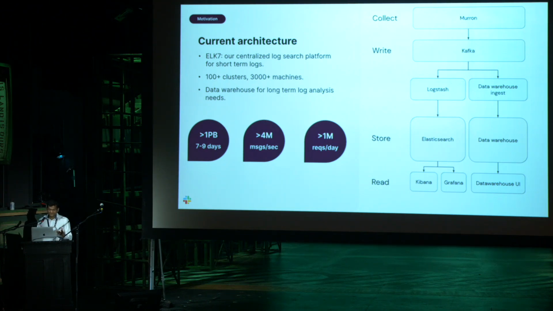So from Kafka, the data is ingested into Elasticsearch via Logstash. And we have a parallel data warehouse ingestion pipeline built out of Seacore and Airflow that ingests the same data into our data warehouse. The data in Elasticsearch is accessed using Kibana and Grafana, whereas the data in the data warehouse is accessed via an in-house data warehouse UI.